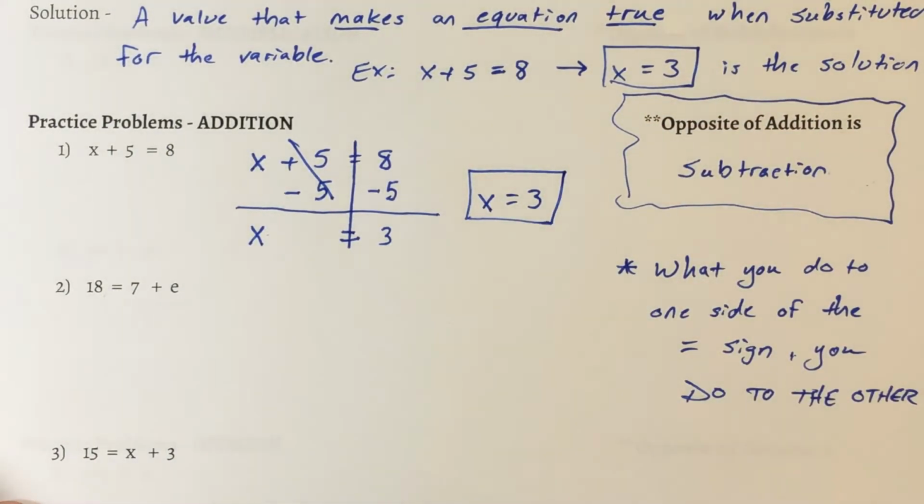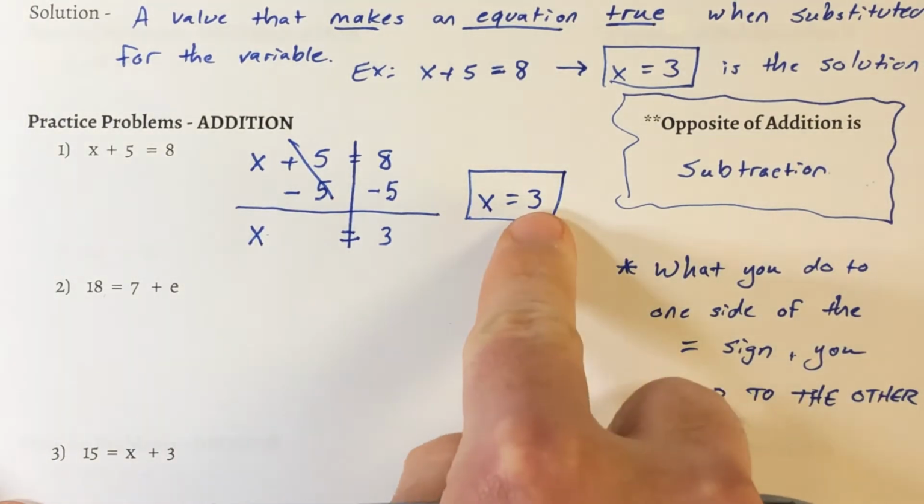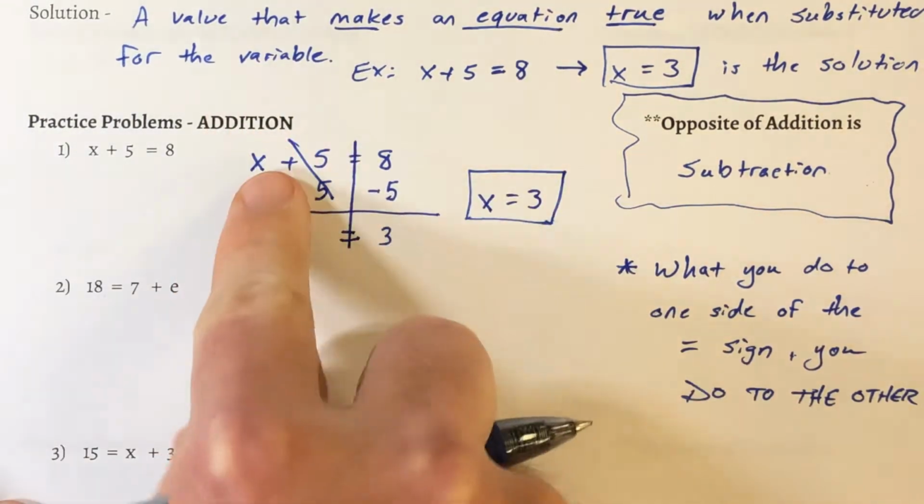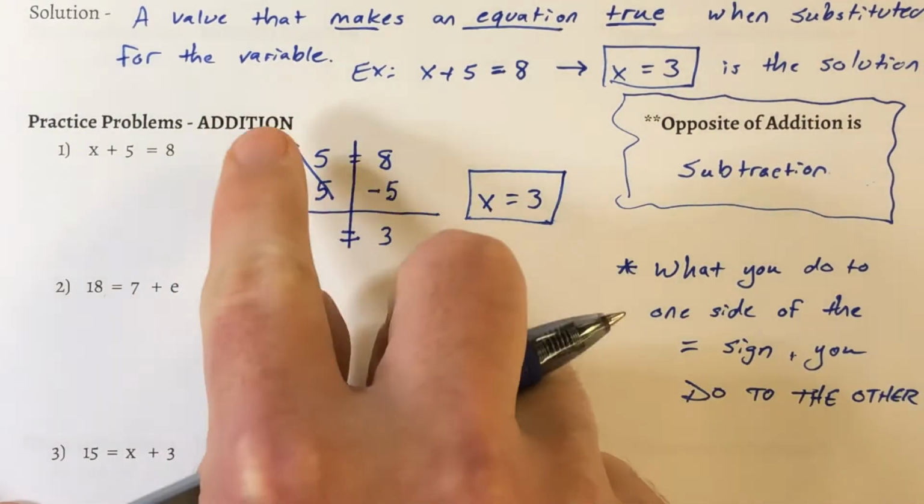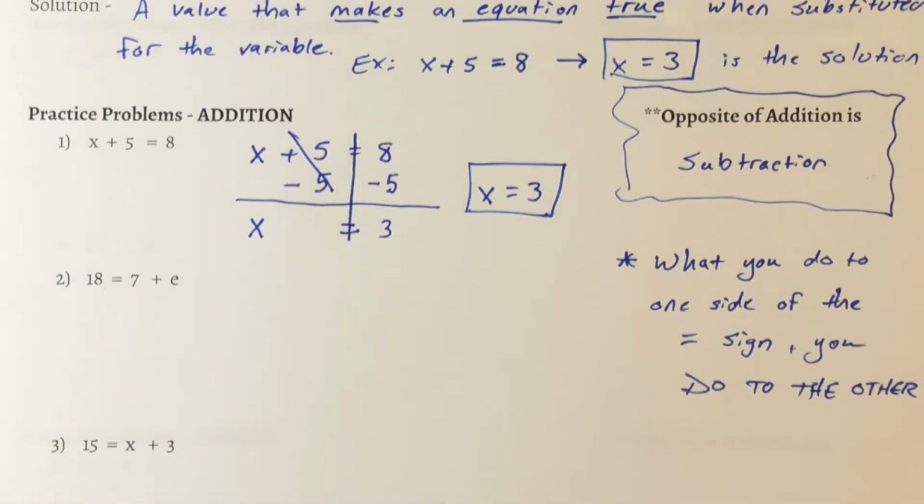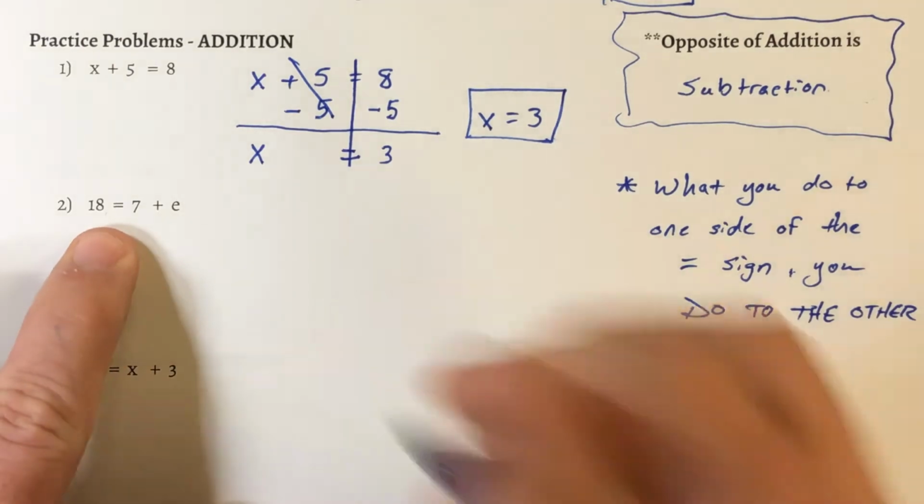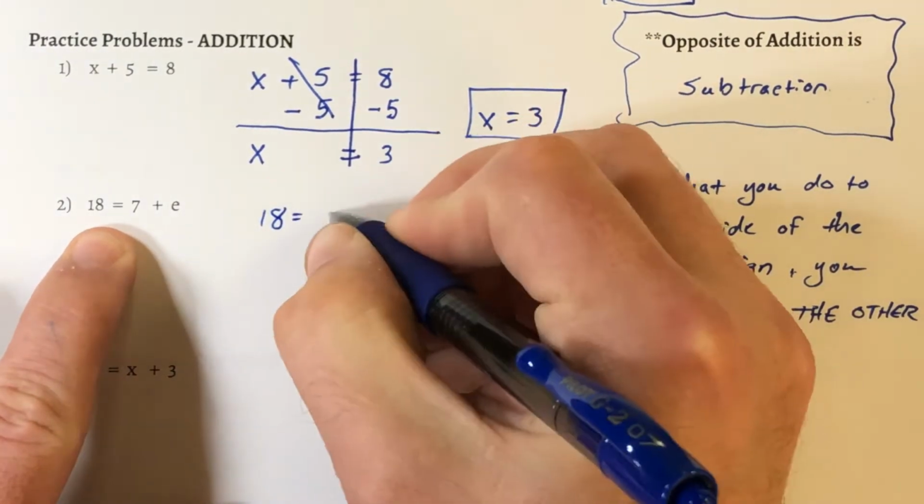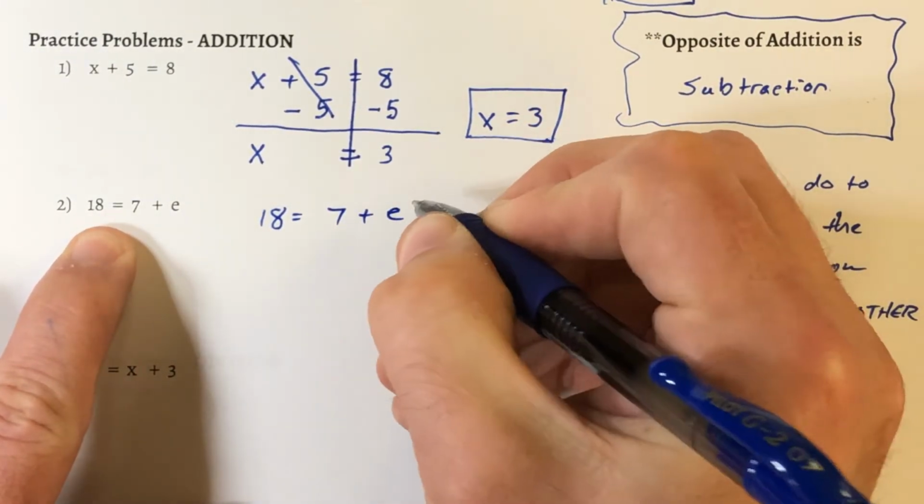Now, it is good practice to check yourself. If you think x equals 3, go back and see if it actually works. Is 3 plus 5 8? Yes. Our next example, 18 equals 7 plus e.